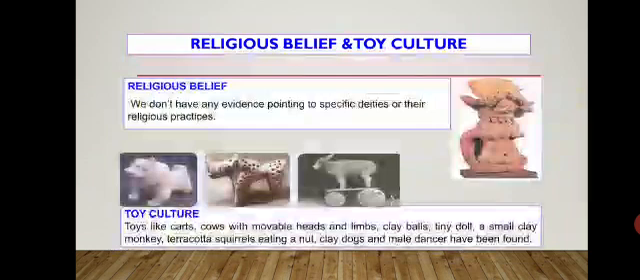Next is religious belief and toy culture. We don't have any evidence pointing to specific deities or their religious practice. And then toy culture. Toys like carts, cows with movable heads and limbs, clay balls, tiny dolls, and small clay monkeys have been found. They used terracotta to make the toys.